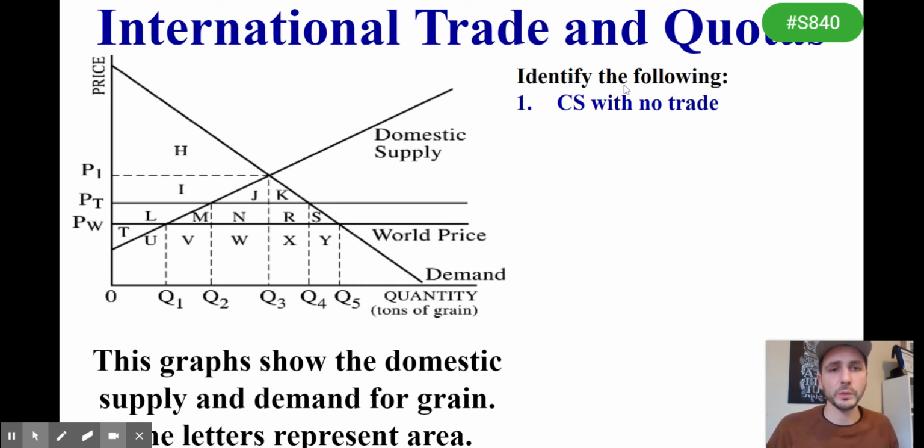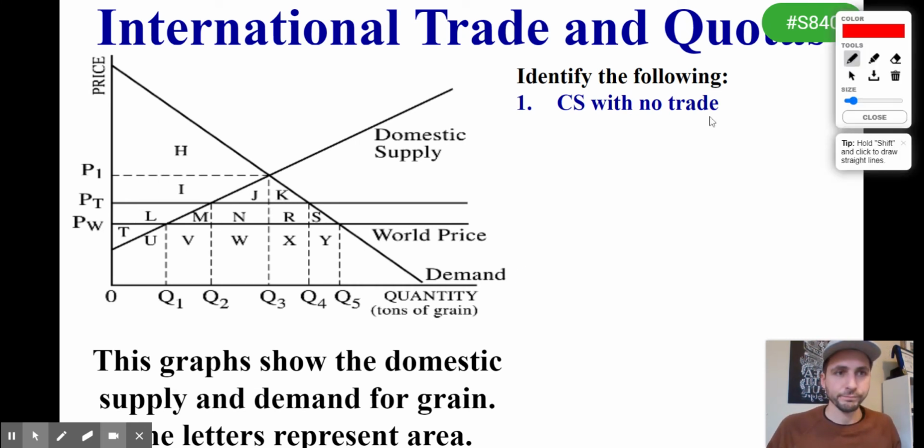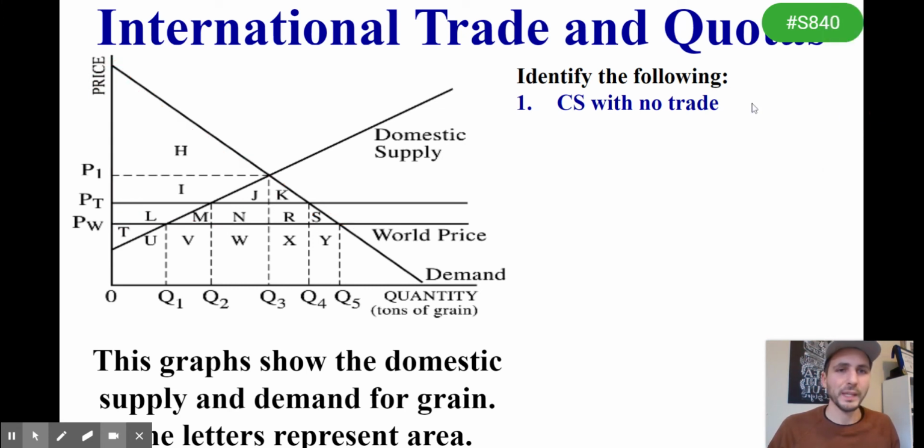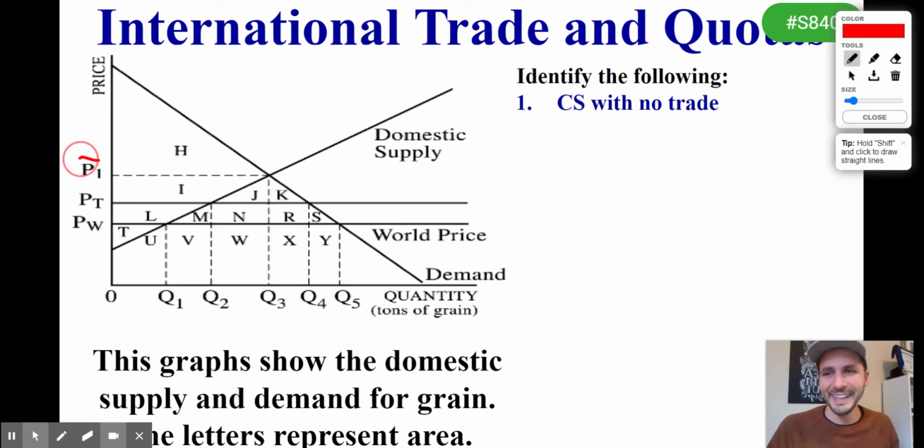Can you identify consumer surplus with no trade? If we have a functional price of PW, it's going to be H, I, J, K, L, M, N, R, and S. This giant triangle right here is going to be my consumer surplus. I'm sorry. It asks for consumer surplus with no trade. So that's without a functional world price. So that's going to be right here. I'm not redoing the video. That's right here. Equilibrium price and quantity. And so my consumer surplus would be H.